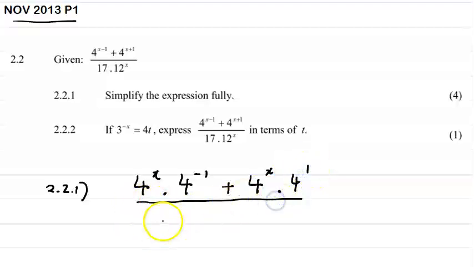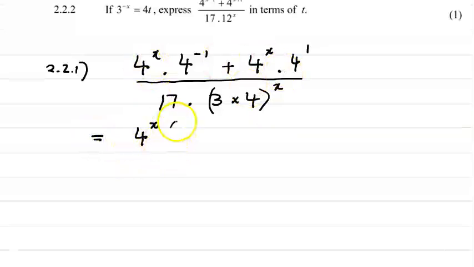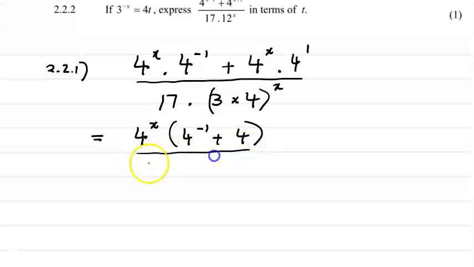Then here in the bottom, we have 17 times 12 can be written as 3 times 4, or 3 times 2 squared. But I'm going to write it as 3 times 4 to the power x. The reason I'm going to do that is because I have 4 to the x here, which I know I'm going to remove as a common factor. Then I'm going to have 4 to the x here, so I can actually cancel the 4 to the x's off. So therefore, 4 to the x now can be removed as a common factor, which leaves me with (4 to the minus 1 plus 4) all over 17 times 3 to the x times 4 to the x.